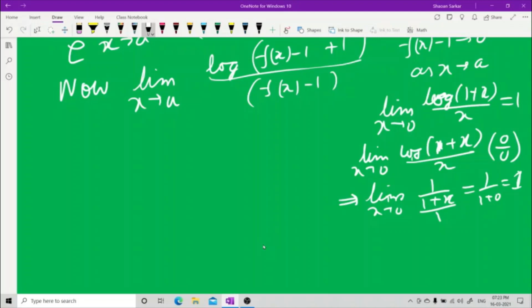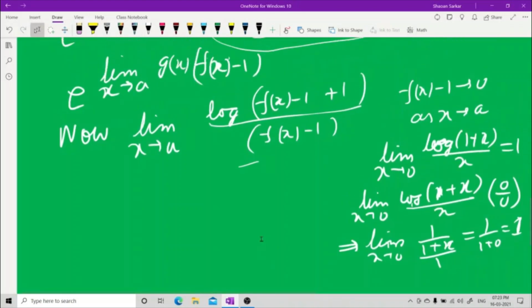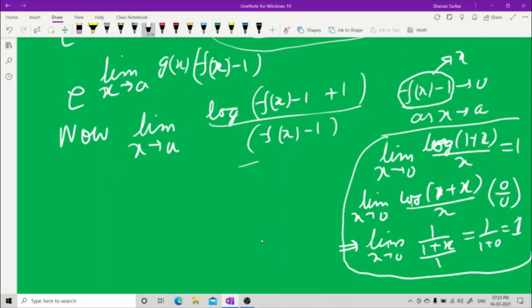Similarly, I will be doing this. Now fx here, you keep in mind, one thing to see here: fx minus 1 is to be treated like x. Treat this whole thing like x, just as x has been treated here. fx minus 1 is treated like x. So do one thing, fx minus 1 tends to 0 as x tends to a.